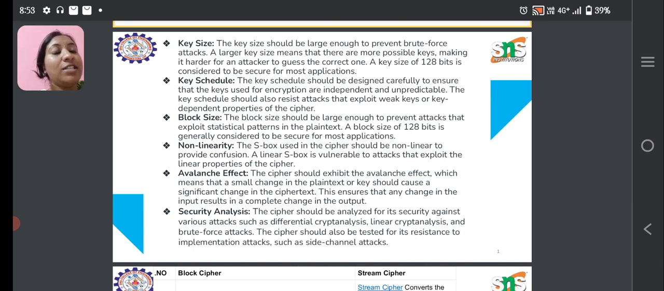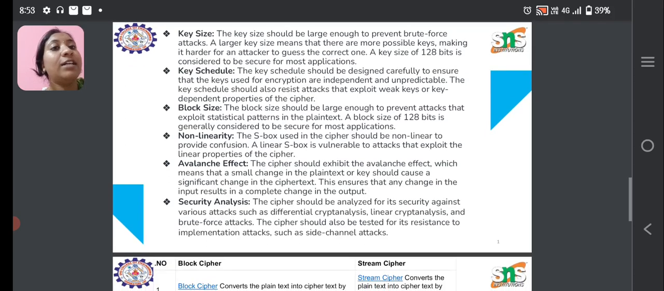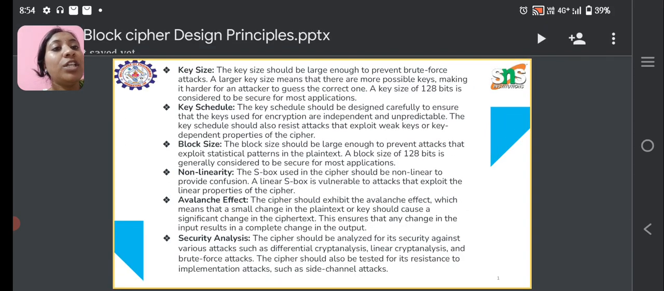As I said before, while performing the function, a key is also generated side by side, of 32 bits or 128 bits. It is converted into a 48-bit key, and then it comes to the key schedule. The key schedule should be designed carefully to ensure that the keys are used for encryption depending upon the plain text. So depending upon the properties, the key schedule is scheduled.